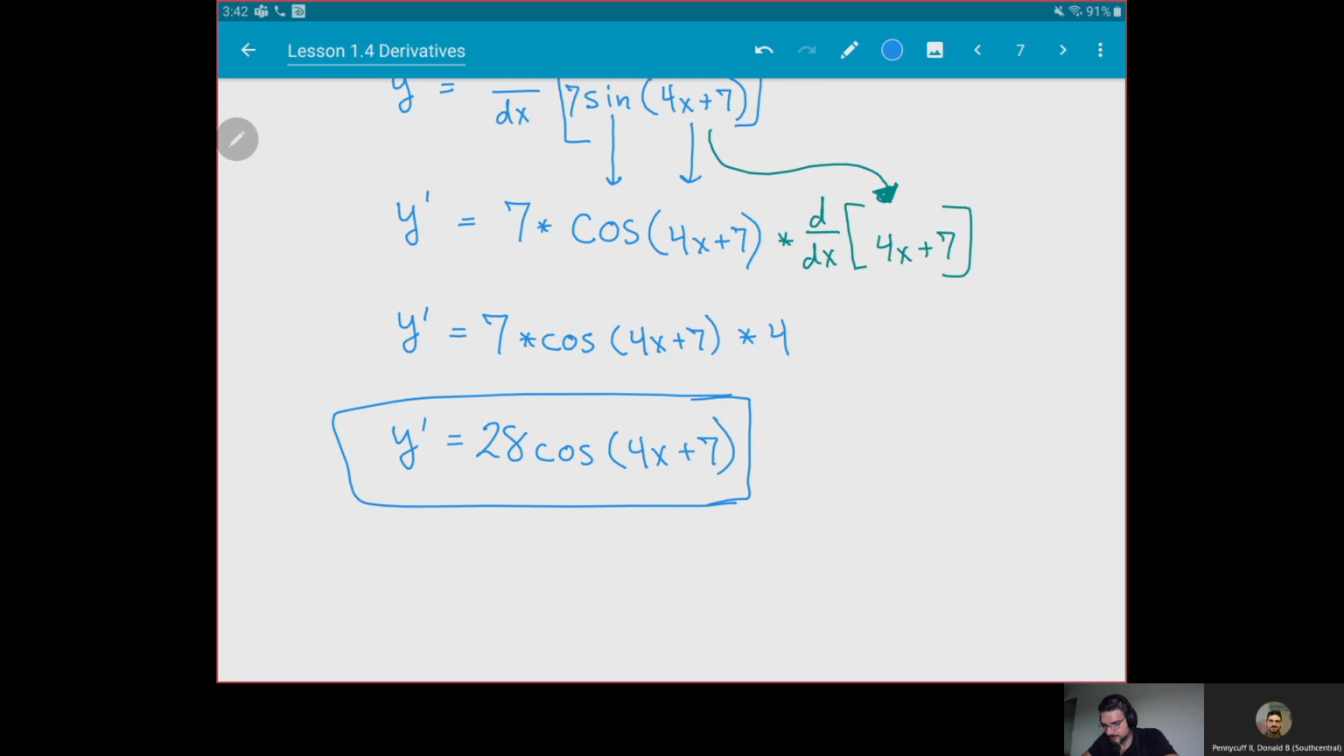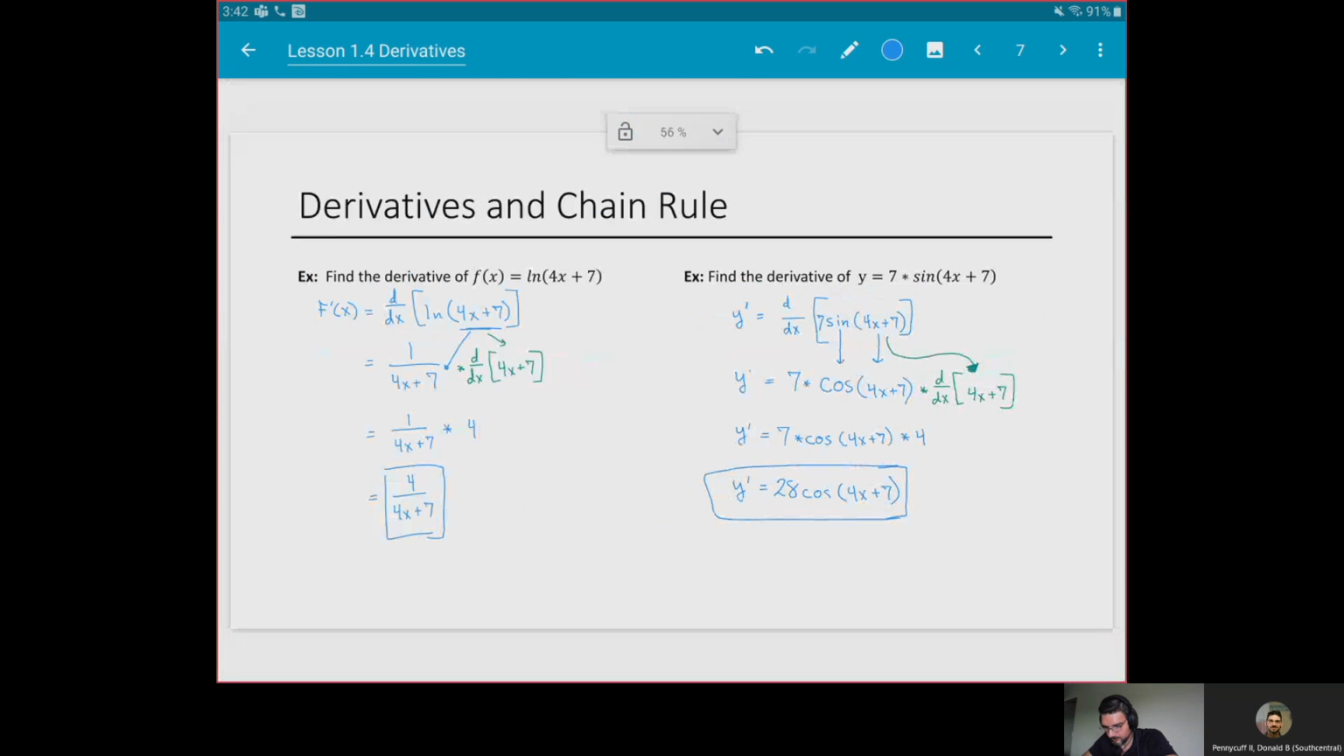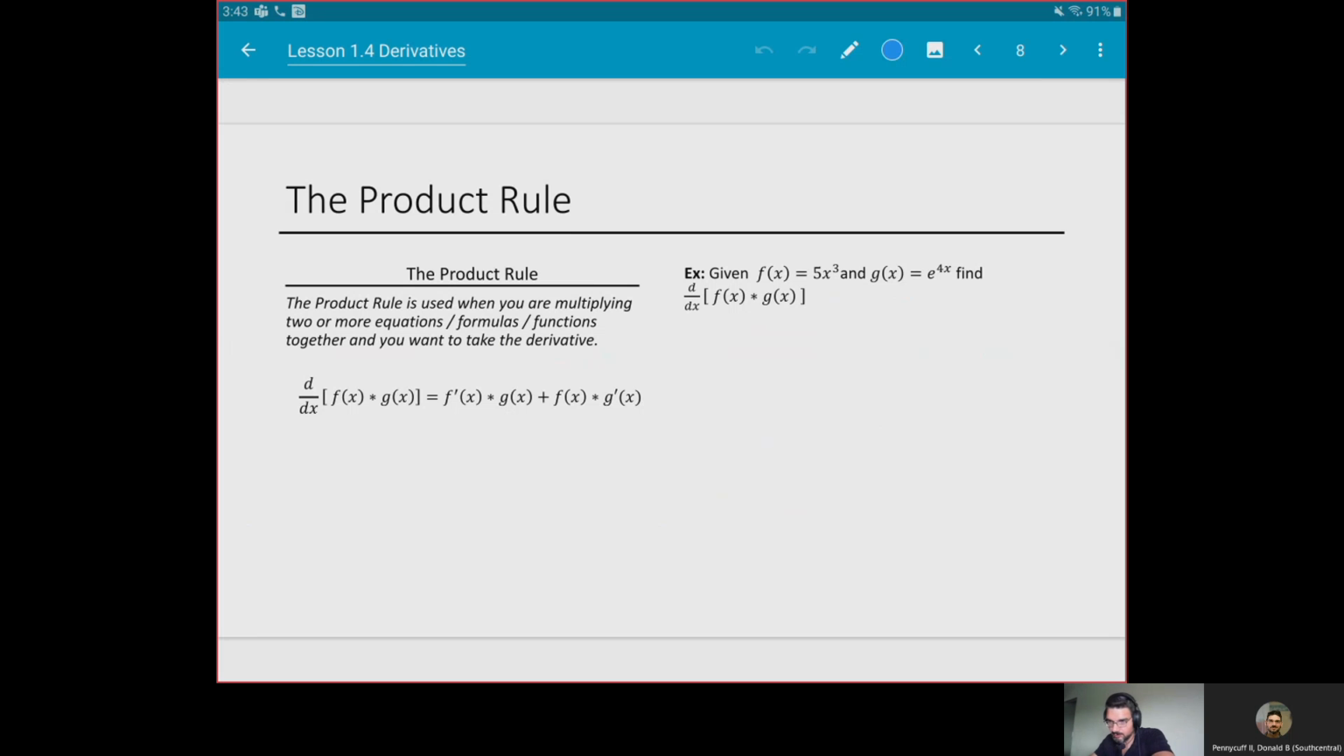Any questions about that one? Any questions at all? Okay. Now let's look at the product rule. Now, the product rule you guys talked about in Calc 1, you probably did not do that much with it. We're not either.